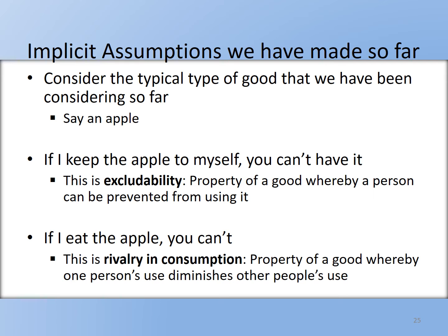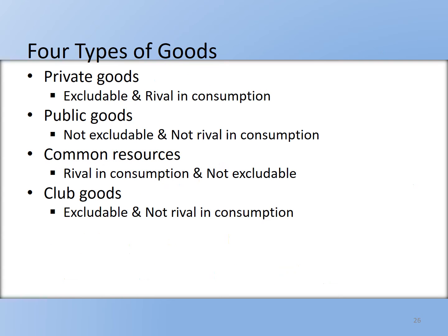Okay. So all the goods we talked about have this property. Cell phones, laptops, apples, oranges, they all have this property. When one person uses it, another person can't use it. And you can keep people out from your good. These types of good, we call private good. So there are 4 types of good based on whether they have these 2 characteristics. The ones we have been talking about are private goods, excludable, and rival in consumption.